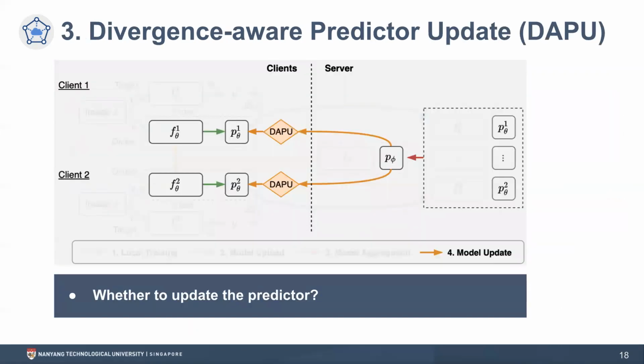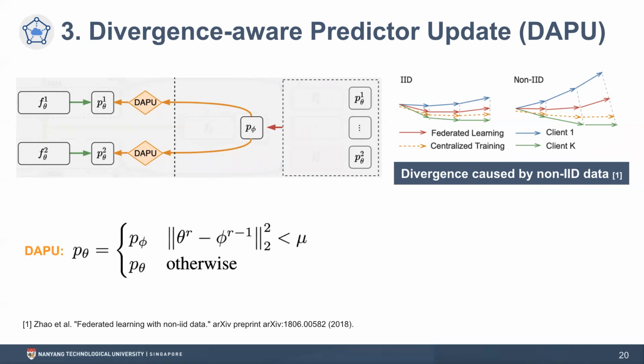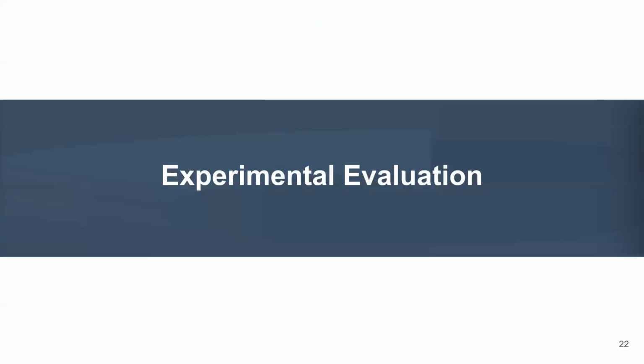Last but not least, we consider whether we should update local predictors with the global aggregated predictor. To answer this question, we designed a module called Divergence Aware Predictor Update, DAPU for short. Divergence means that non-IID data causes model divergence in federated learning. As we can see from the figure, federated learning diverges from centralized training. So we propose DAPU to update local predictors with the global predictor only when the divergence of local training is smaller than a threshold mu. The intuition is to use the global predictor when divergence is small and use the local predictor when divergence is large. Next, let's look at the experimental evaluation.